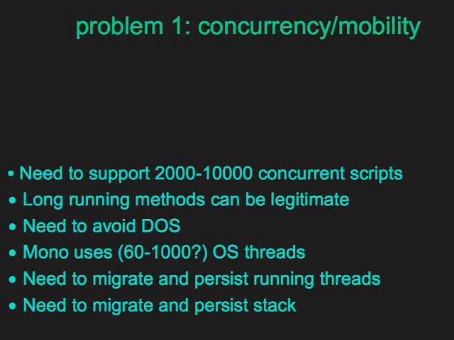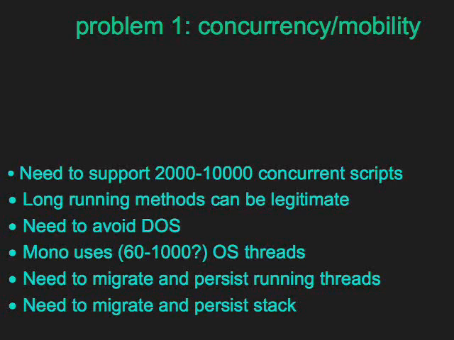Problem 1. Concurrency and mobility. Some regions in Second Life run up to about 2,000 scripts at the moment. If we're going to have a more high-performance scripting engine, it would be nice if they could run 10,000 scripts in a region. That would be pretty much every single box in a region in Second Life having a script running on it, so it can be interactive. So that's kind of the high-end limit of our interactivity. If you can interact with everything, then that's great.